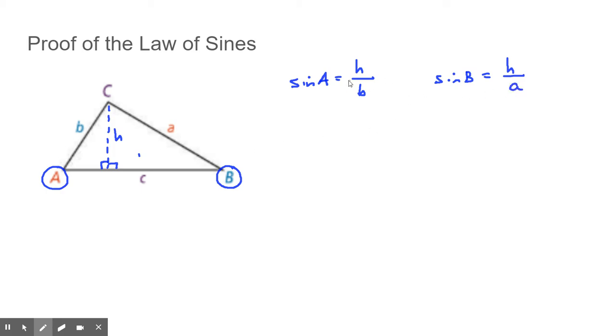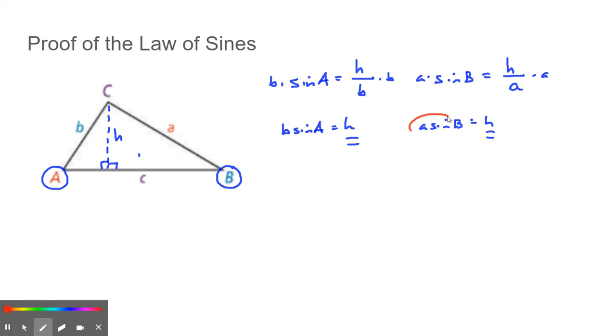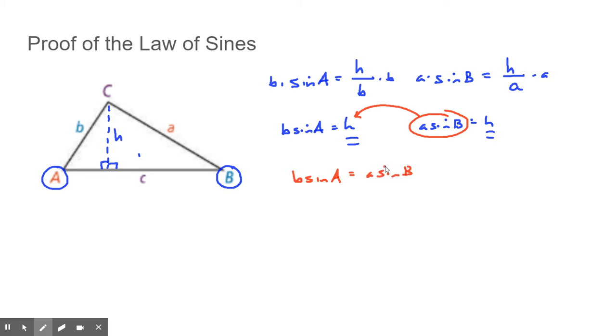And I'm going to solve both of these for h by multiplying the ratio on the left by b on both sides. You get b sine of A equals h. And I'll do the same thing by multiplying by a in the equation on the right. And I get a sine of B equals h. And now, because each of these equals h, we can do a substitution. I can take this a sine of B and substitute it in for h right there. And we get b sine of A equals a sine of B.